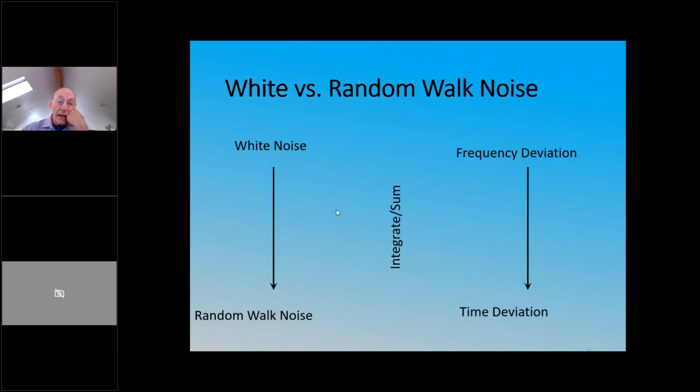Now remember that if you have frequency and you integrate frequency deviations, you get time. Exactly the same way, if you have white noise and you integrate, or in the discrete domain, you sum, you get random walk. So that's why white frequency noise is exactly the same as random walk in phase or time, and vice versa. If you differentiate random walk, you get white. If you differentiate time, you get frequency.